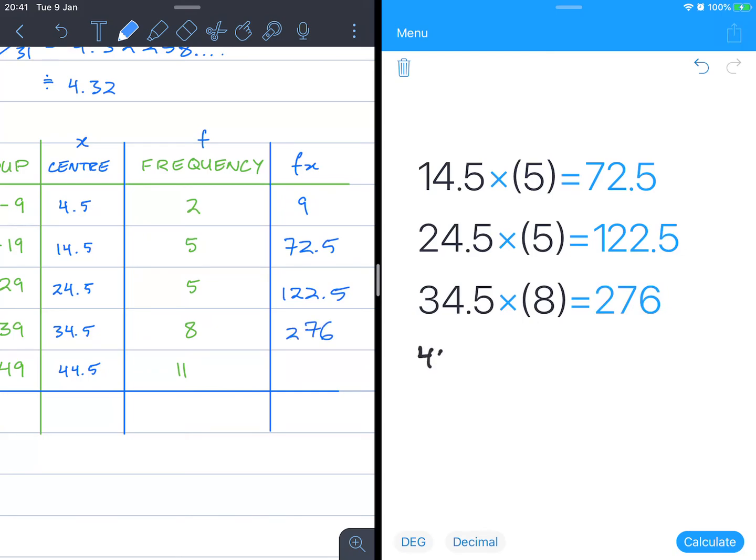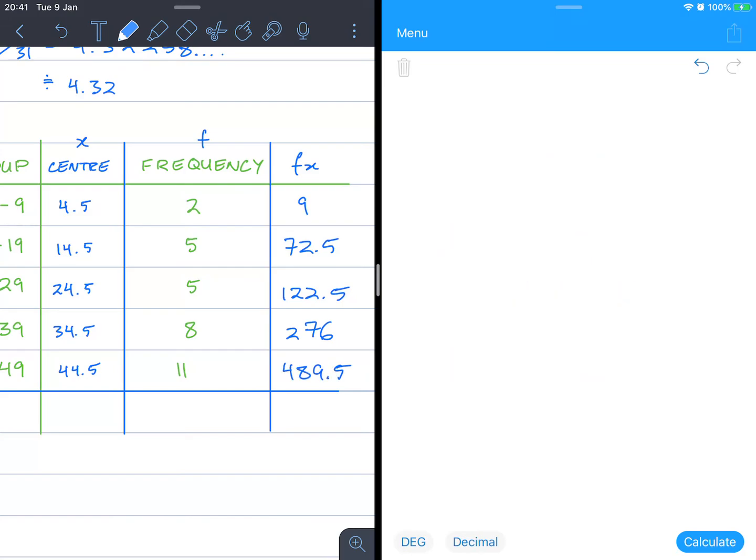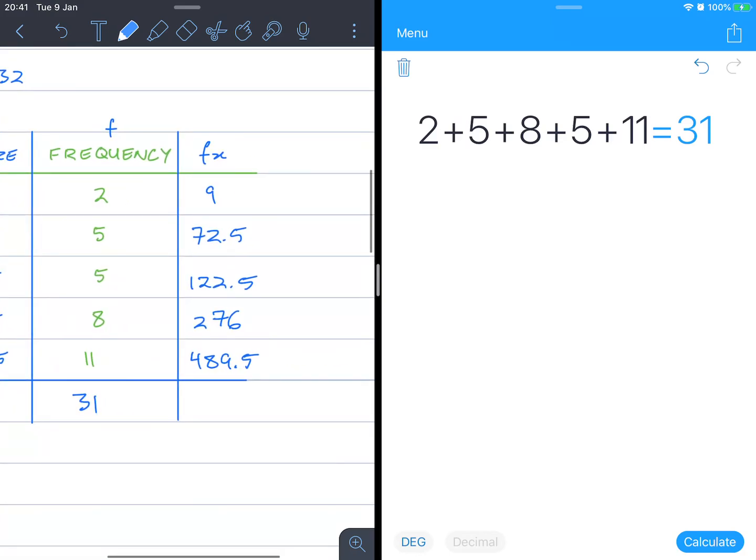276. 34.5 times 8 is 276. 44.5 times 11 is 489.5. Now we're going to take the sum of the frequencies. So 2, 5, 5, 8, 11. There are a total of 31 scores.